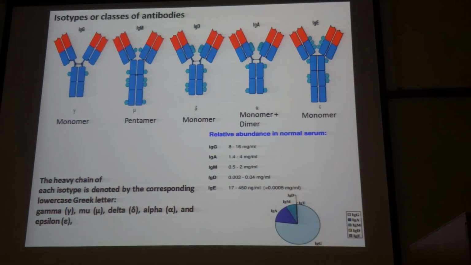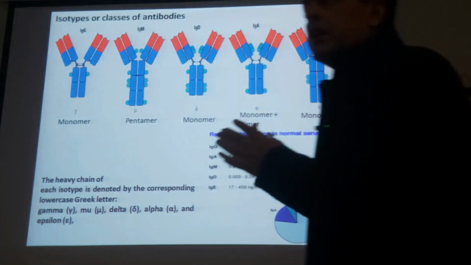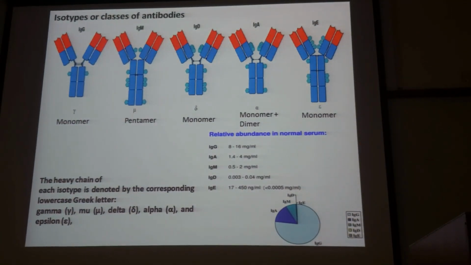Now, these are the names here. The heavy chain of each isotype is denoted by its corresponding lowercase Greek letter. Gamma, for instance, here, this is a gamma chain, mu, delta, alpha, and epsilon. So these different classes of antibodies are different from each other because of the constant chains that are part of these antibodies.